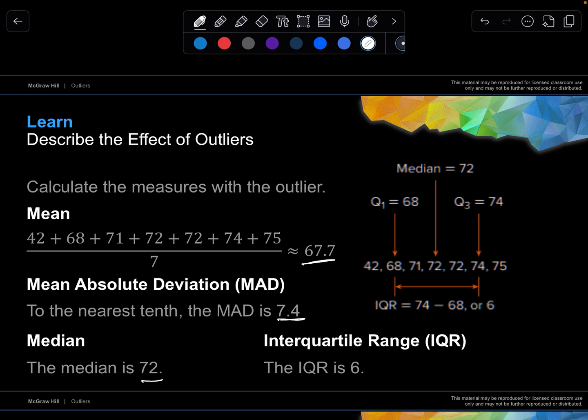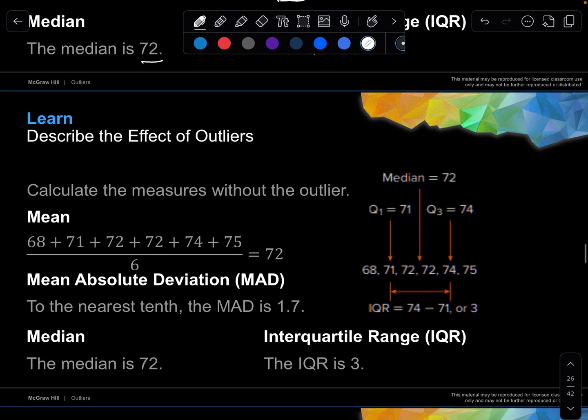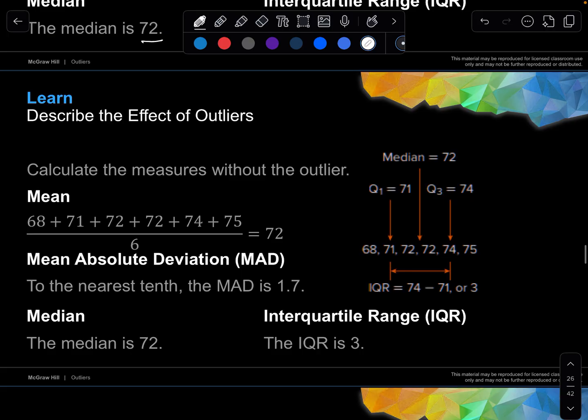Now, to determine the effect of the outlier, we also need to see what the data set looks like without the outlier. Without the outlier, I now have 6 values. My median is going to be the average of the middle two, which are both 72, so my median is still 72. My mean is now 72. My mean absolute deviation is 1.7. And my interquartile range is 74 minus 71, which is 3.